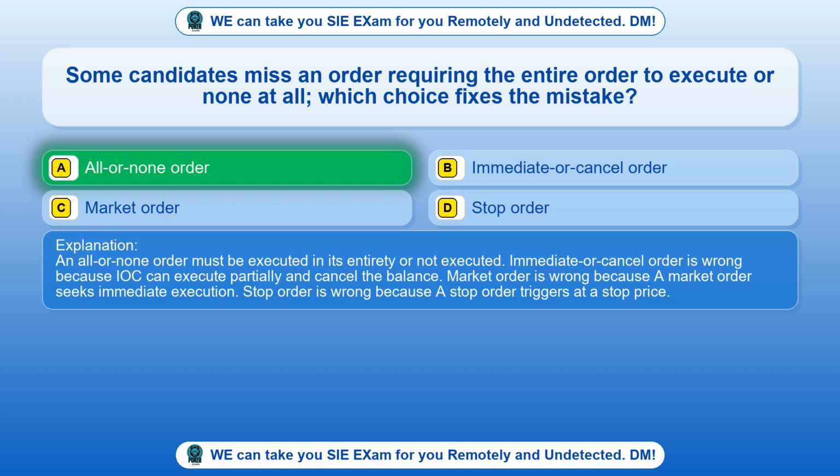An all or none order must be executed in its entirety or not executed. Immediate or cancel order is wrong because IOC can execute partially and cancel the balance. Market order is wrong because a market order seeks immediate execution. Stop order is wrong because a stop order triggers at a stop price.